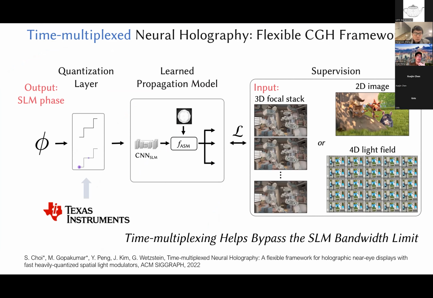So most recently, we have this time-multiplexed neural holographic work, which is a flexible CGH framework. So let's take a step back. We say most CGH algorithms are not directly applicable to emerging phase-only spatial light modulators. They are extremely fast, but offer phase control with very limited precision, like this TI spatial light modulator. Because we say time multiplexing helps bypass the bandwidth limit of current hardware. And we can use this for different scenarios, including but not limited to the image, 2.5D RGBD, 3D focal depth, and of course, 4D live view.